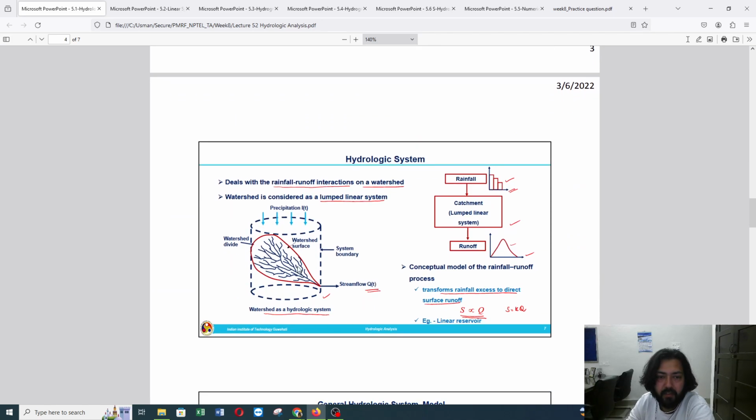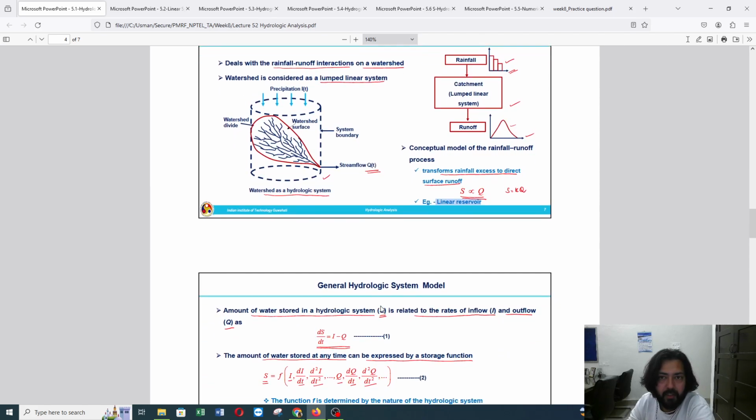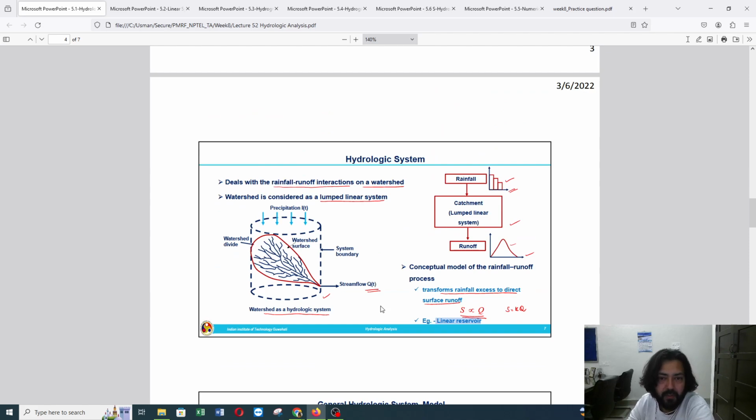If we look at this figure, the red colored line shows the watershed divide, that is the watershed boundary. Then this surface is nothing but the watershed surface. Then this boundary is the system boundary that we have considered. The input is the precipitation and the output is the stream flow. So from this function we can say that the output is a function of storage, right? We know that storage is directly proportional to the output, so storage is equal to K times Q. This type of approach is an example of a linear reservoir. Then we started talking more about the linear reservoir. Then we talked about the transfer function. The transfer function could be a constant transfer function or it could be a differential transfer function.